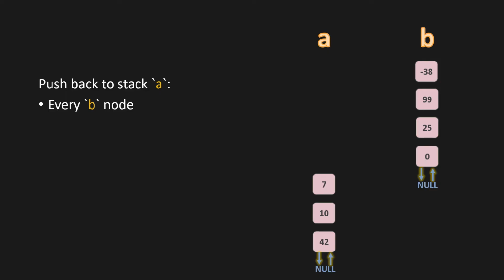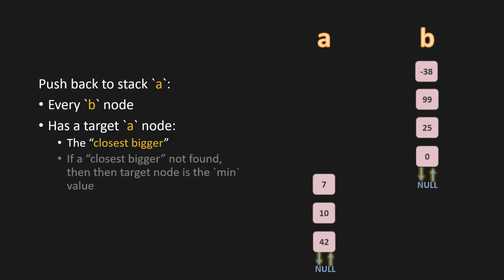So this means that for every B node, it needs a target node in stack A that has the closest bigger value to the B node. If the B node can't find its closest bigger value, let's say because it already is the largest number, then, you guessed it, its target node will be the smallest number in stack A.